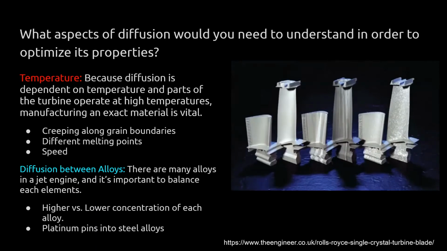An example of how this is taken into account is a platinum pin being placed among steel alloys. These pins holding the core in place are purposely diffused into the steel without affecting any of the steel's properties. This deliberate use of diffusion is an excellent example of utilizing material properties advantageously.